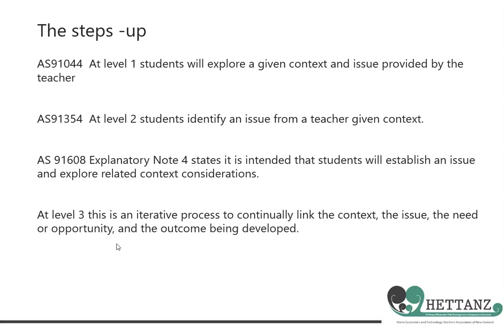At level 1, the context and issue are provided by the teacher. At level 2, the students identify an issue from a teacher-given context. And at level 3, explanatory notes state that students will establish an issue and explore related context considerations. So at level 3, it's an iterative process to continually link the context, the issue, the need or opportunity, and the outcome being developed through the involvement of stakeholder consultation and feedback.